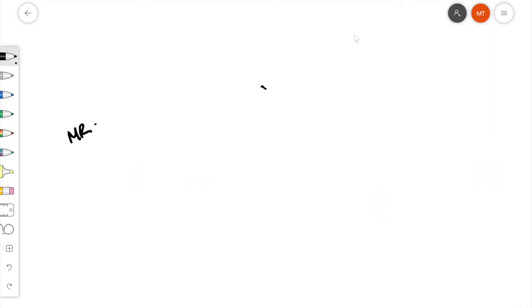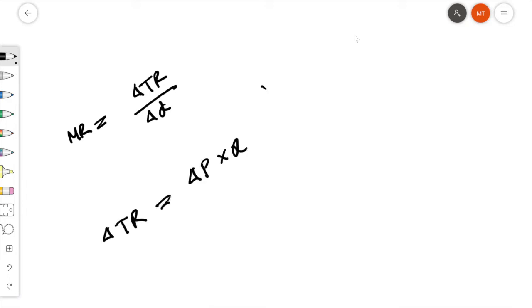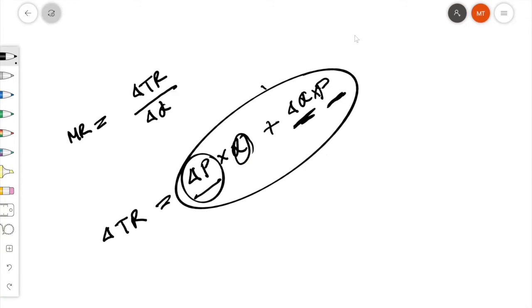So let me show you the definition of marginal revenue. Marginal revenue is equal to changes in total revenue divided by changes in quantity. So changes in total revenue can be decomposed into changes in P multiplied by Q plus changes in Q multiplied by P. So the new quantity has to be sold at the new price and the old quantity has to be sold at the lower price. So if we take this equation and divide it by changes in quantity, then we get marginal revenue.